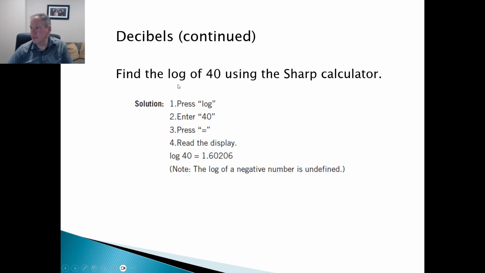So then this just says, what is log of 40? You just put log 40 equals, and it's 1.6. So another way of saying this is, 10 to what power equals 40? And we know 10 to the first power is 10. 10 to the second power is 100. So it's got to be between 1 and 2. And it is, right? 1.6.